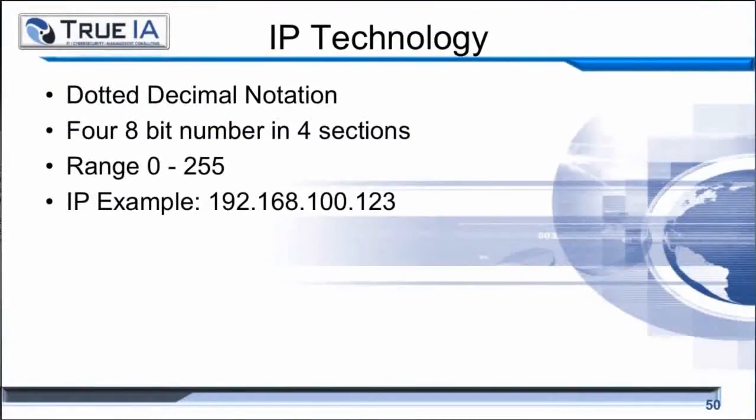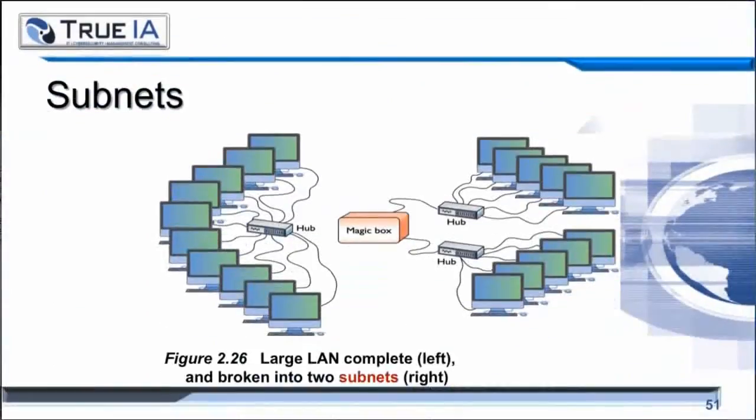So IP technology, now we need to understand a different way of counting numbers. We're no longer counting numbers in hexadecimal format. Now they've changed to dotted decimal notation. They range from 0 to 255. You've probably seen an IP address that looks like this, 192.168.100.123. This is a logical address for the machine. It is away from the physical addressing that we have done at layer 2. This is the way we break out our larger networks into subnets.